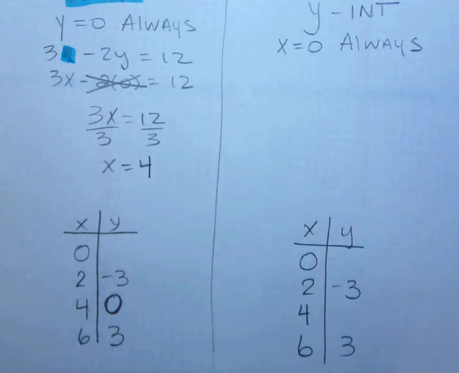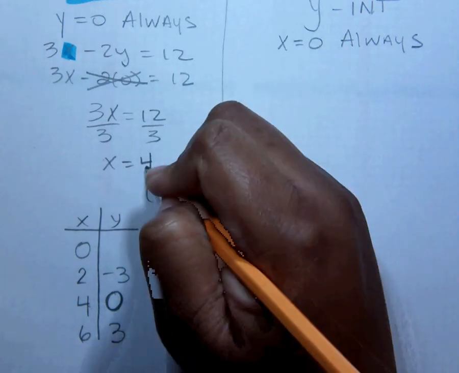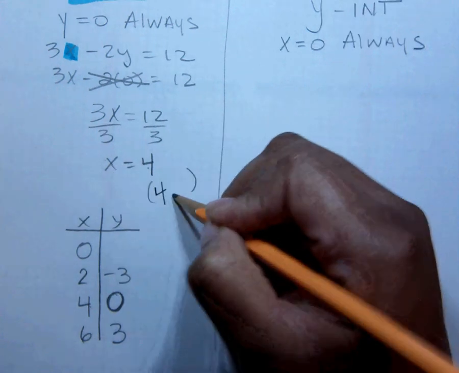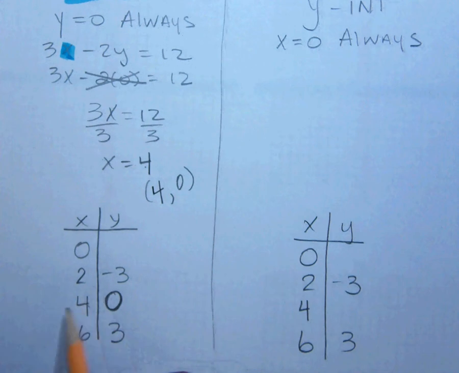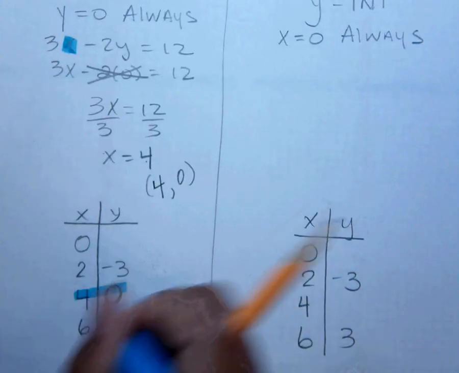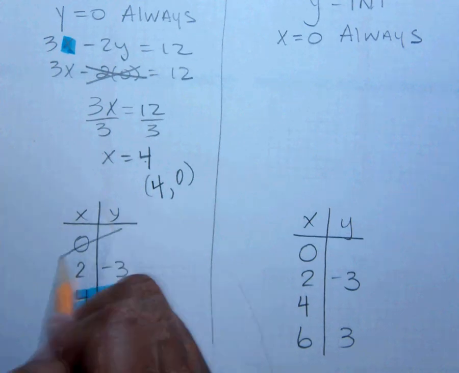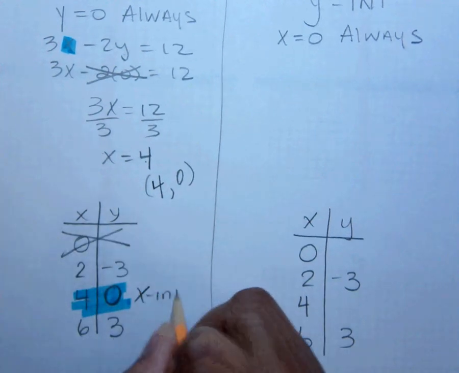How do I know that? Because the X-intercept is 4, so the 4 is on the X-axis, put it in the X spot, the other one's 0. And on the table, this would be the X-intercept. When you have the 0 in the X spot, that's the Y-intercept. So this one is the X-intercept. Let's do the other one.